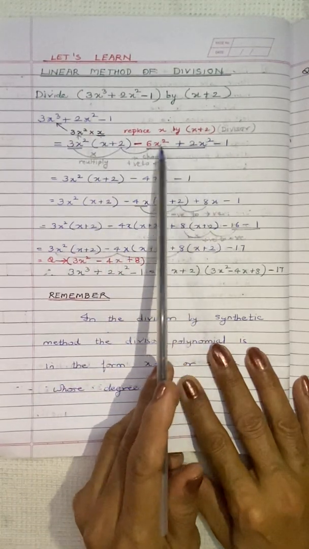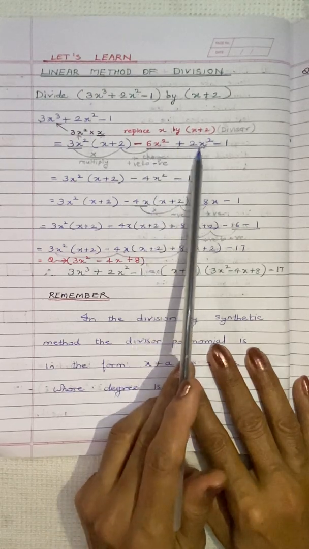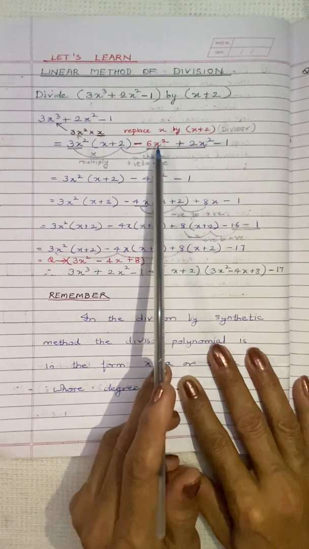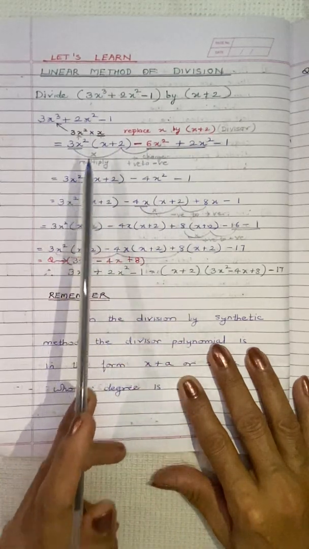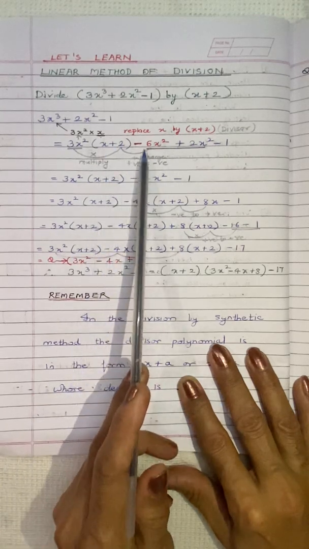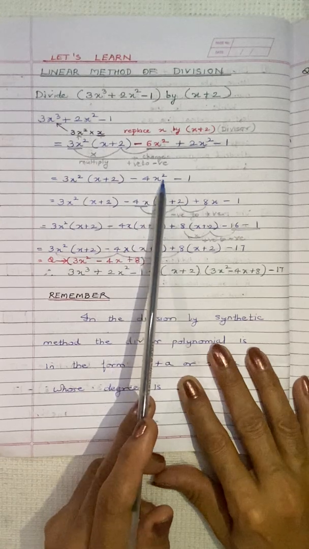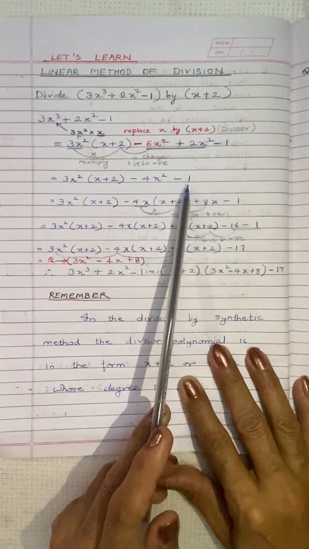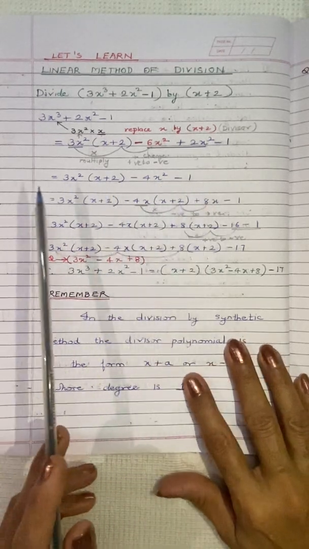Now we have to check whether there are like terms. These two are like terms. So in the next step we will solve these two terms and copy the other term as it is. So 3x square into x plus 2, then negative 6 and positive 2 gives us negative 4, x square will be common, and minus 1. This way we will solve all the terms.